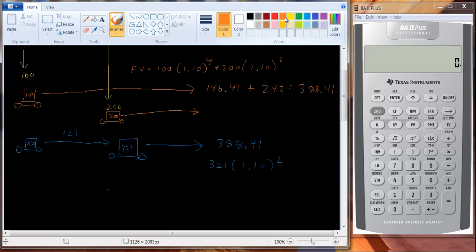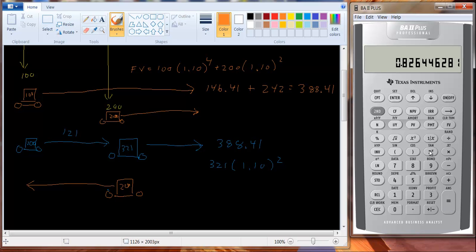Oops, didn't change the color. Okay, here we go. The 200 is going to go back this way. So now we need to find present value. So this is going to be 1.1 squared, and we're going to flip that over and then multiply it by the 200.